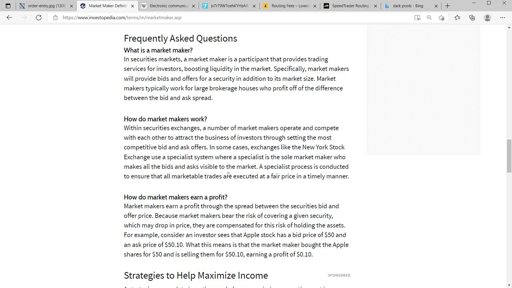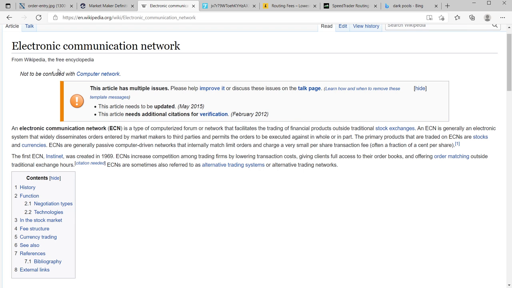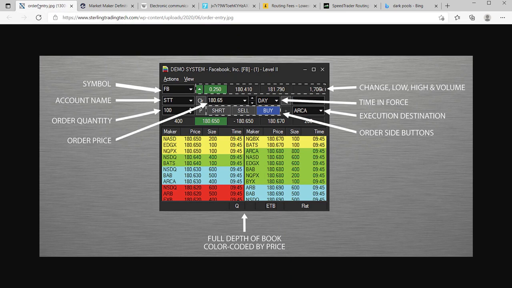You can read through here and get the gist of that. And like I said, they use the Electronic Communications Network. You can pause the video and read this if you want to look up some more information online, through Google or whatnot. And that's pretty much what this is.